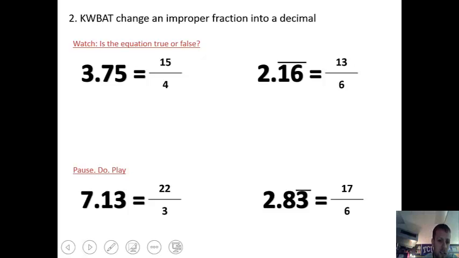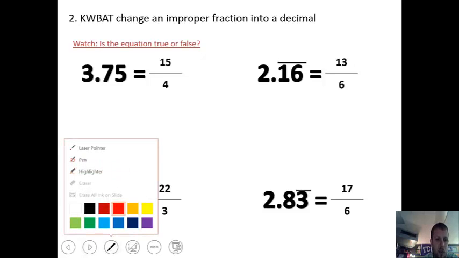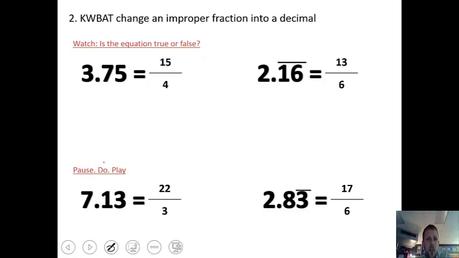I would like to go ahead and get started with our second key point. Today we're learning Kipsters will be able to change an improper fraction into a decimal. So we're going to change an improper fraction into a decimal.